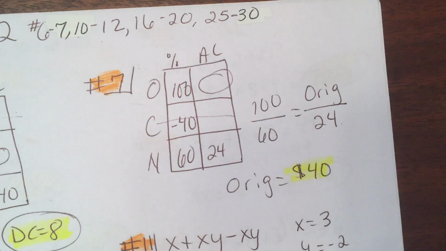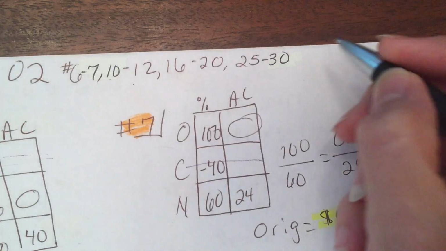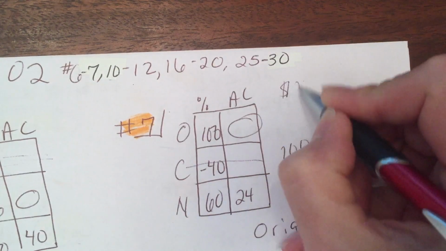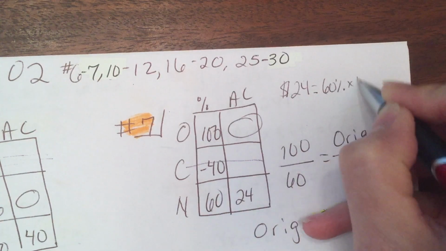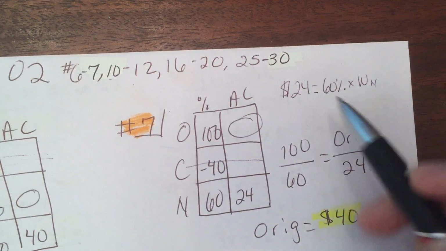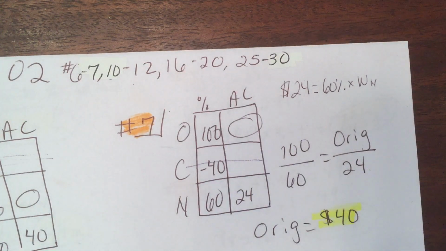On this one, you could have said, well, $24 is the sale price, and that is 60% of some other number. So you could have said that $24 equals 60% of what number? Okay, and then you would divide both sides by 0.6. You would still end up with $40.